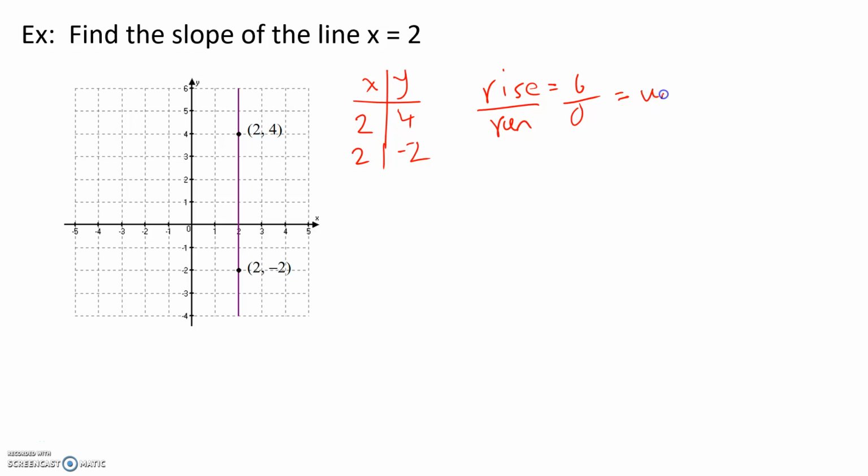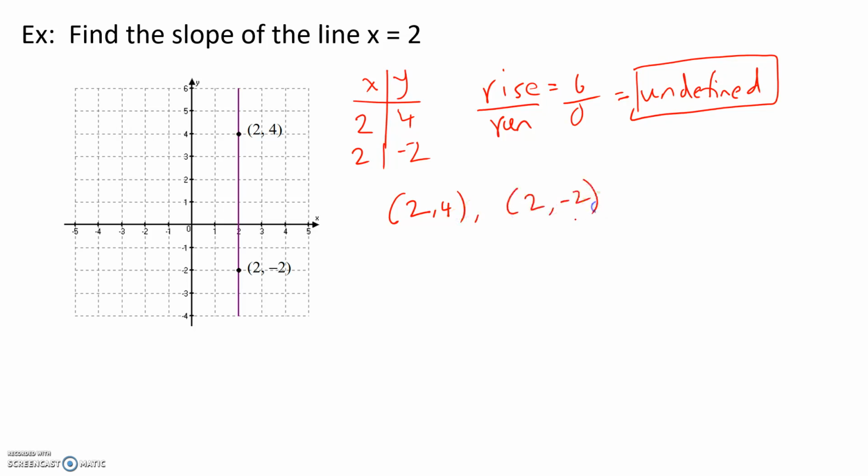And if you divide by 0, then the result is undefined, so our slope is undefined. To do this using the formula, our first point is 2, 4, our second point is 2, negative 2. The slope is y2 minus y1, which is negative 2 minus 4, over x2 minus x1, which is 2 minus 2. This gives us negative 6 divided by 0, which again is undefined.